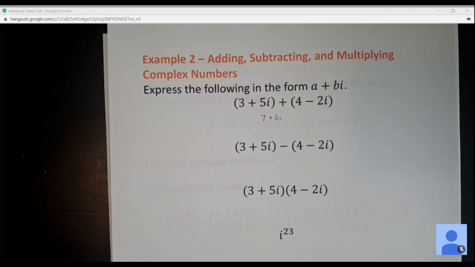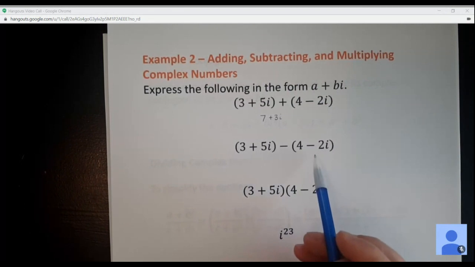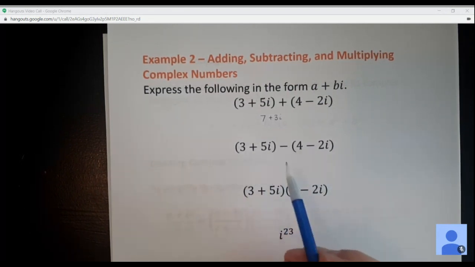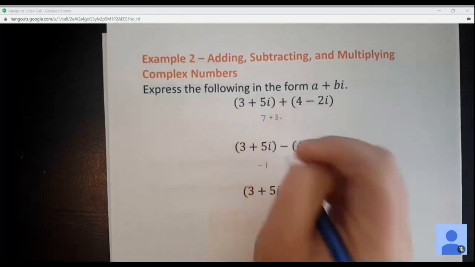All right, so now let's look at the subtraction one. So now if we take 3 plus 5i and we subtract 4 minus 2i, what are we going to get for that real part this time? Good. So we have negative 1.